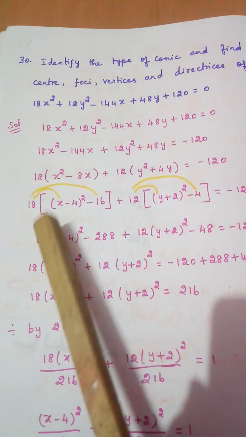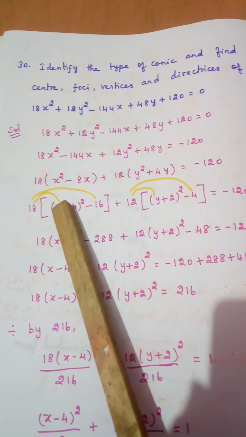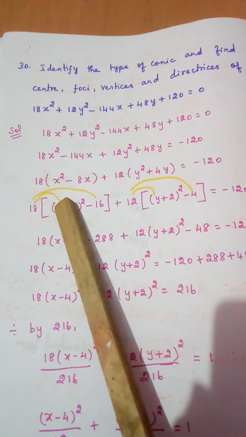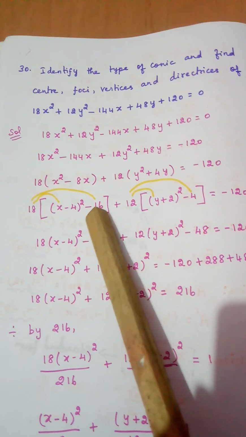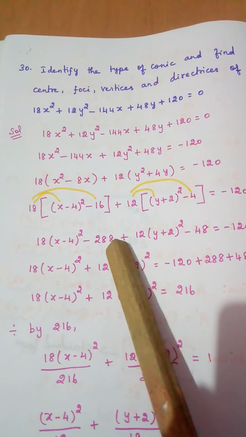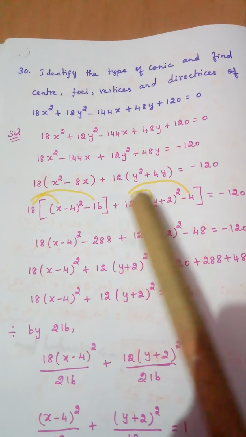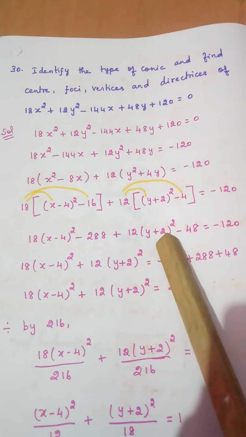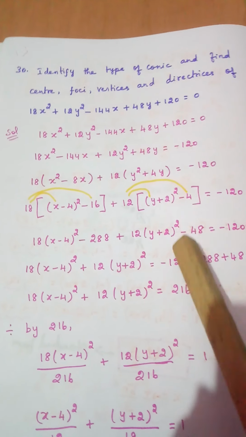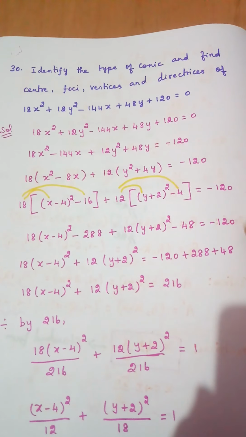Okay, next, this 18 is taken inside. That is what is shown here. 18 into this. Next, 18 into minus 16 is minus 288. Similarly, 12 is taken to this bracket, 12 into y plus 2 whole square. 12 into minus 4 is minus 48, equal to minus 120.